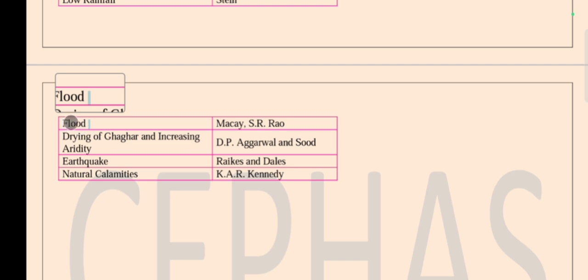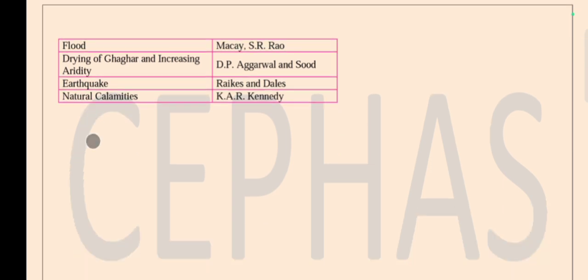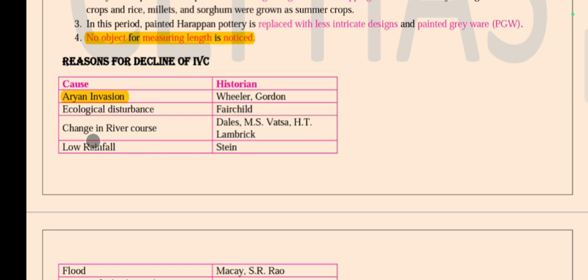Floods, as I discussed earlier. Drying of the Ghaggar and increasing aridity. Ghaggar is a river, so drying of the Ghaggar means the river is drying. That means there is no water at all. As I discussed, water is the lifeline of resources. So if water is no more, then life is also no more. Earthquakes and natural calamities are all reasons for the decline of the Indus Valley civilization.